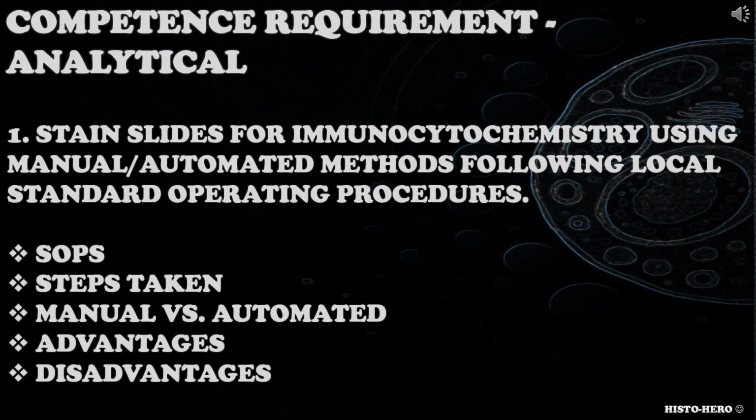Analytical competence requirement is basically a combination of knowledge, skills, and experience one needs to perform a job to a satisfactory standard. So for you to be a Band 6 in cellular pathology, those are the analytical competence requirements you need to meet. The first analytical competence requirement is for you to be able to stain for immunocytochemistry using manual and automated methods following local SOPs.